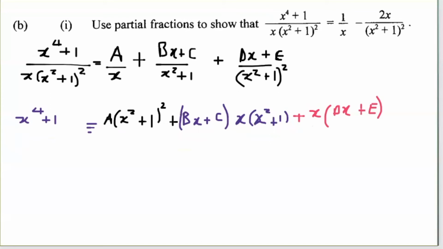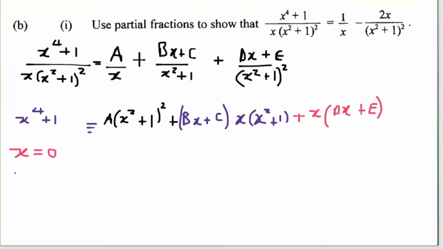So the first thing I need to do is find out what is A. Now to find out what is A, I'm first going to assign x to be a value. Focusing on the numerator, I can assign x to be 0, and I can eliminate quite a number of variables and letters that I have here. So let's say x equals 0.